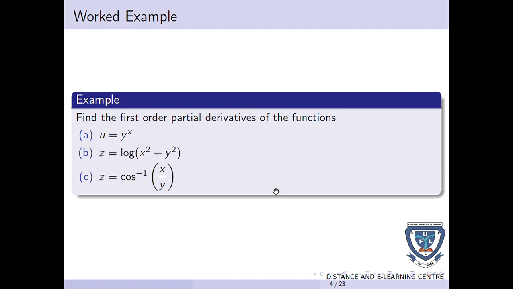Find the first order partial derivative of the functions: A, u equal to y raised to power x; B, z equal to log of x squared plus y squared; C, z equal to arc cos of x over y.